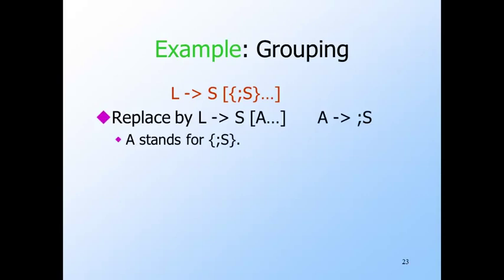The first thing we'll do is replace the group semicolon S by a new variable A. A has one production in which it is replaced by the thing it stands for. That's this guy right here.